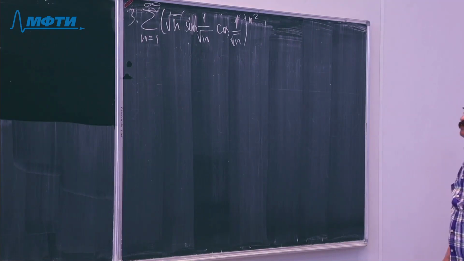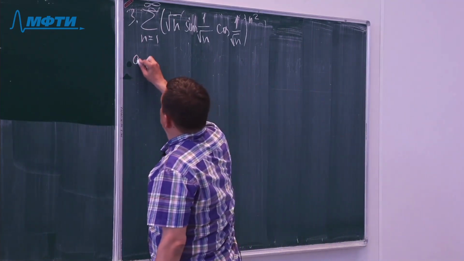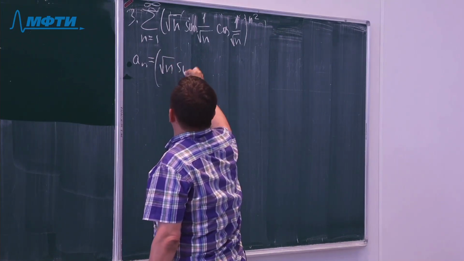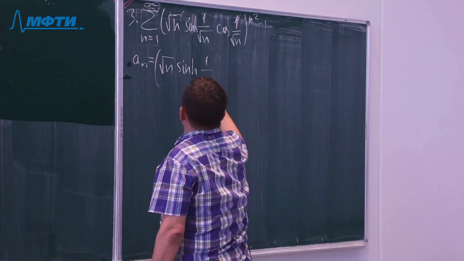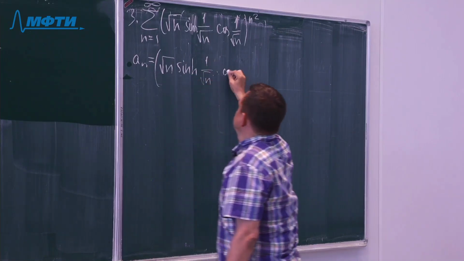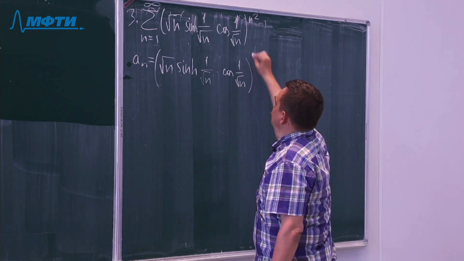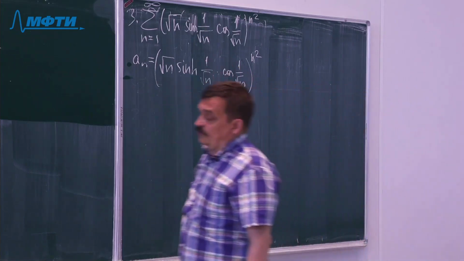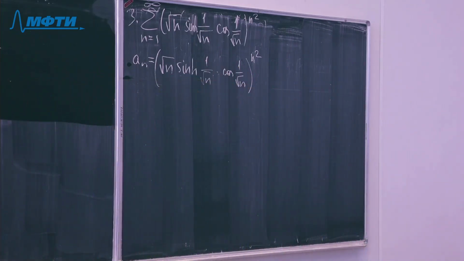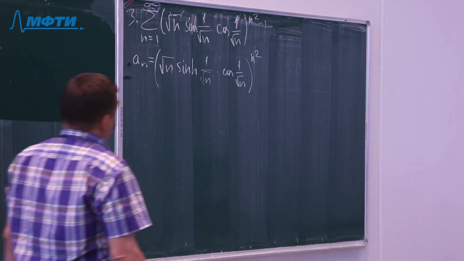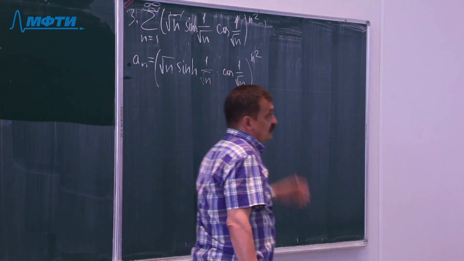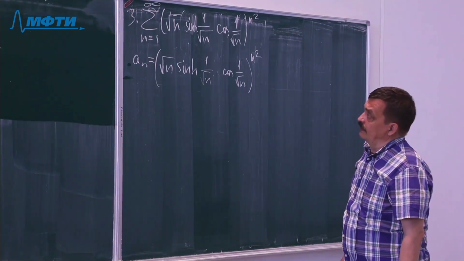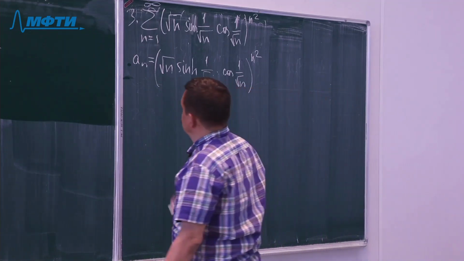So the general term is sine hyperbolic of 1 over square root of n times cosine of 1 over square root of n, to the power n squared. That is positive for all values of n because the argument of cosine tends to 0, so cosine is also positive, and hence we can use the Cauchy test.